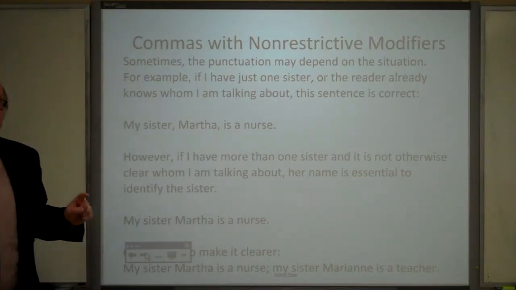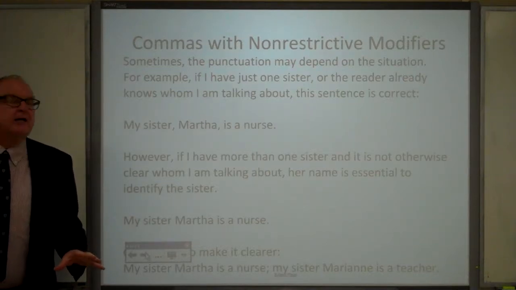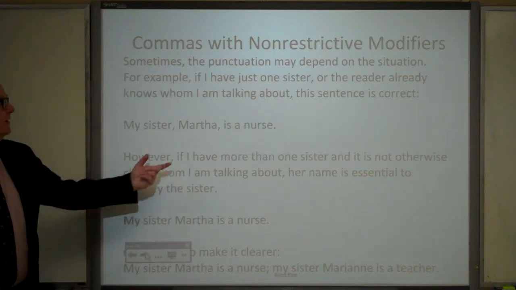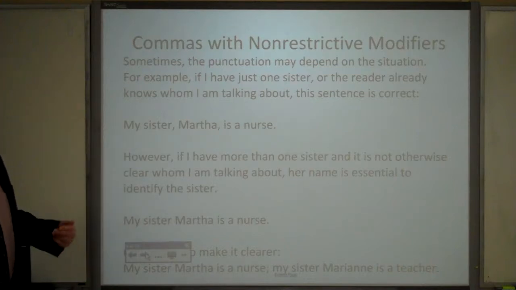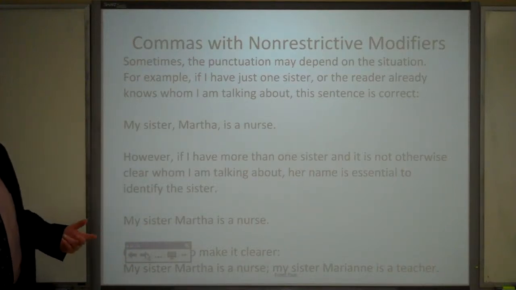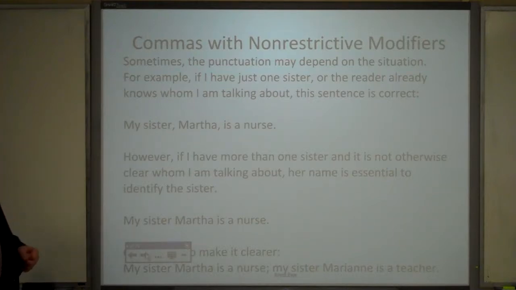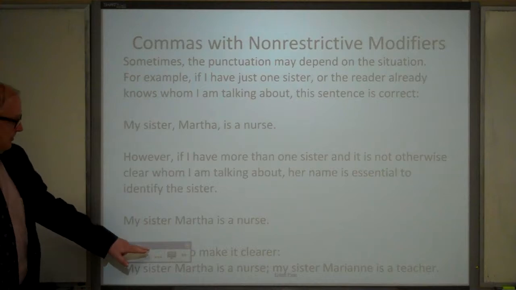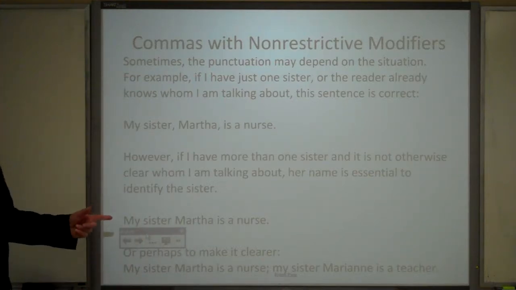For example, if I have just one sister, or the reader already knows who I'm talking about, if I said my sister Martha is a nurse, Martha would be set off by commas. However, if I have more than one sister, and it's not otherwise clear whom I am talking about, her name is essential to identify the sister. So, say my sister Martha is a nurse.